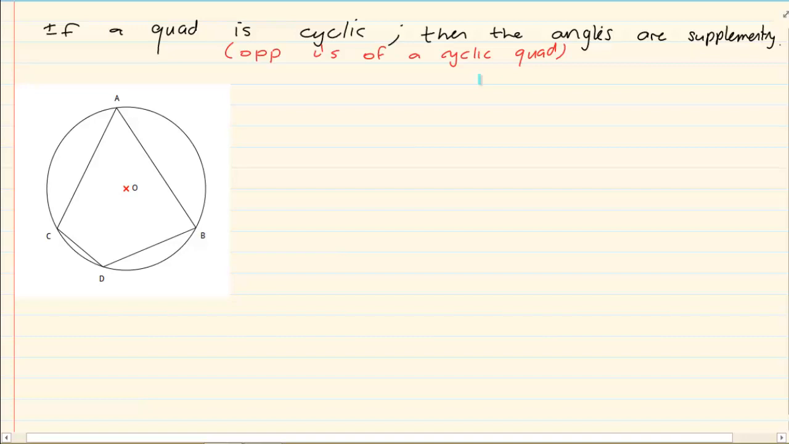You can't just say cyclic, you can't just say it's a quad. You must say opposite angles of a cyclic quad. Now what are we talking about? A quad is a four-sided figure, like a quad bike has four wheels. If you look at this drawing, 1, 2, 3, 4. Now, more importantly, it is a cyclic quad.